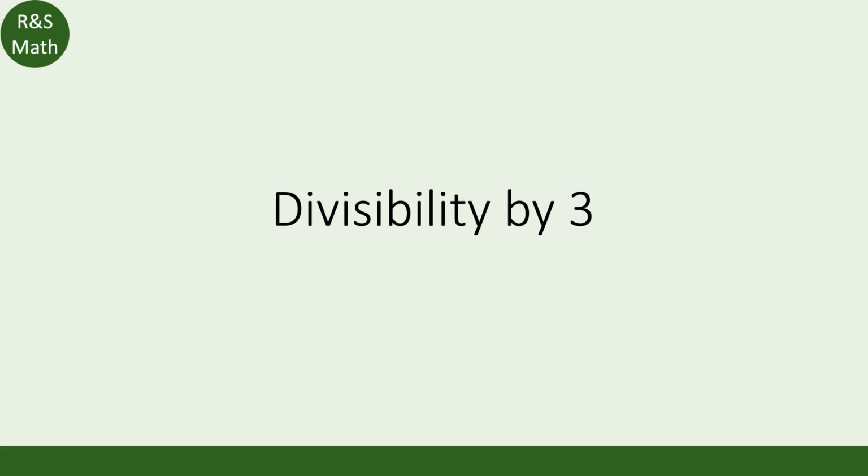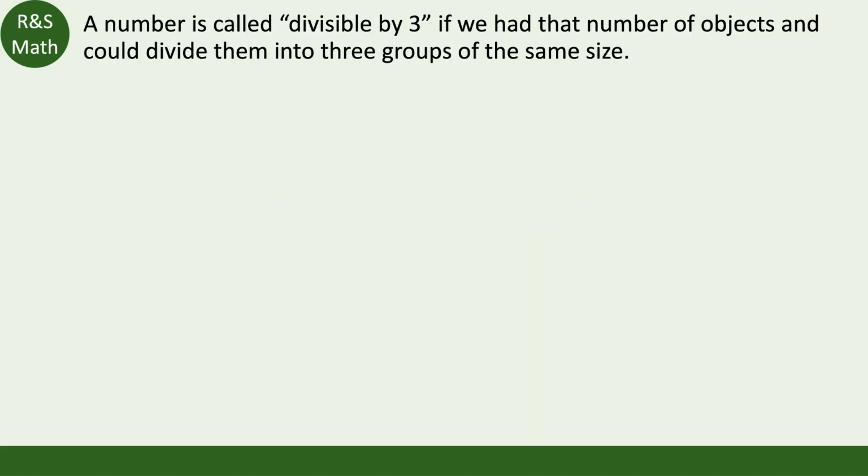In this video, we are going to learn what it means to say that a number is divisible by 3, how to tell if a number is divisible by 3, and when this is useful. A number is called divisible by 3 if we had that number of objects and could divide them into 3 groups of the same size.